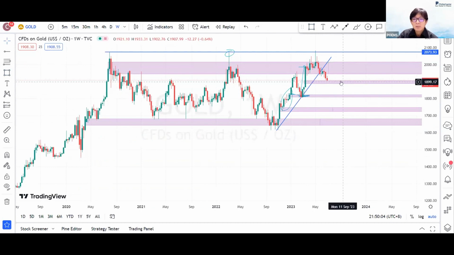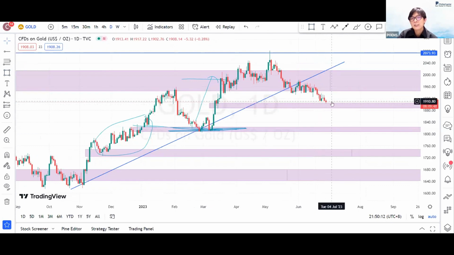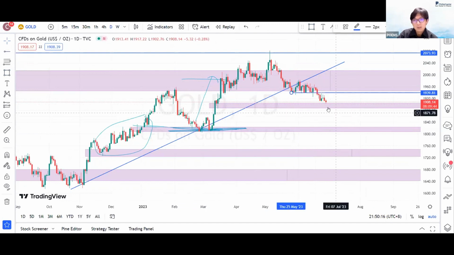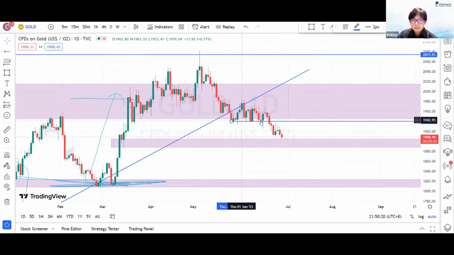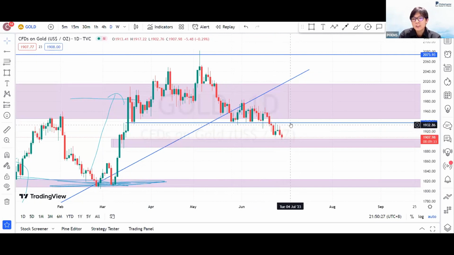Price came close today to the 1,900 level. We just have to see a stronger rejection of this level. Then the next level that you need to see, even if you go in at 1,900, will be at 1,940, because this was the level that they broke down from. Price will continue to show rejection until they start breaking above this 1,940.